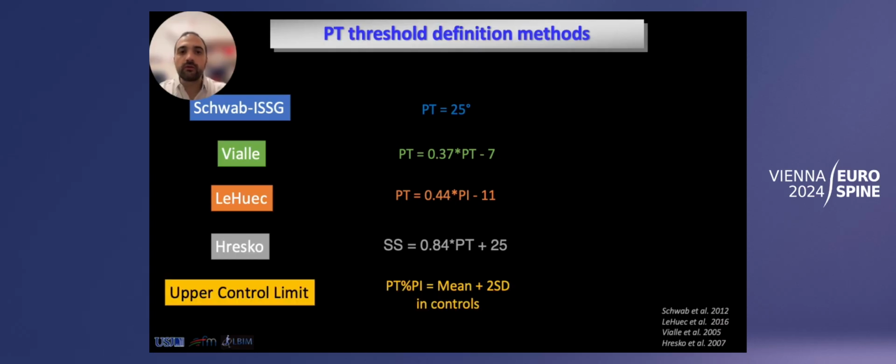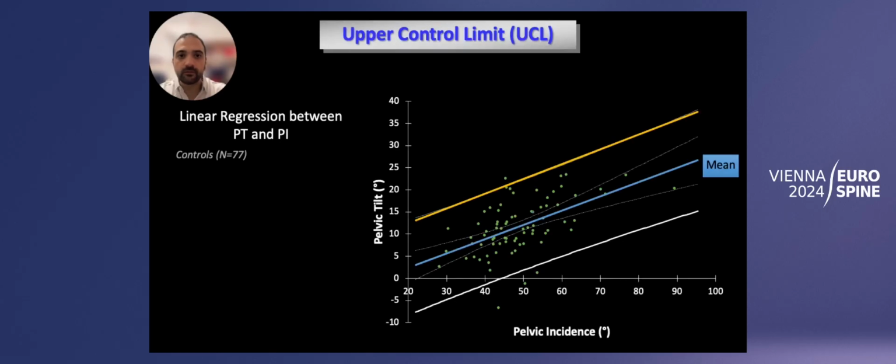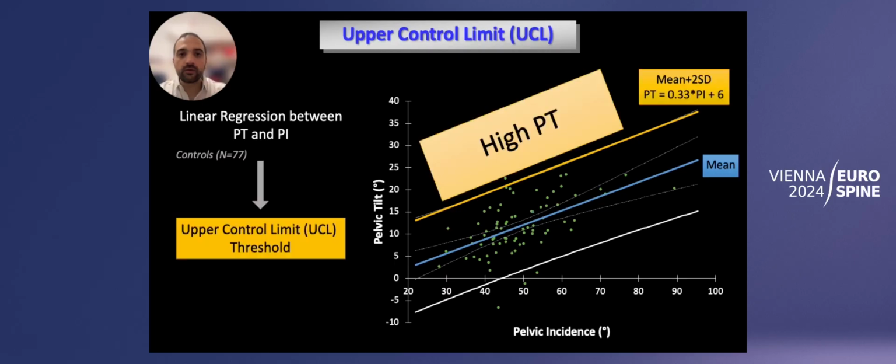Furthermore, a novel method was defined, termed the upper control limit. This upper control limit method was established by calculating a linear regression between the pelvic tilt and the pelvic incidence on the control group. From this model, the upper limit, as defined by the mean plus 2 standard deviation trendline, was used. This provided the equation of pelvic tilt equals 0.33 multiplied by pelvic incidence plus 6.